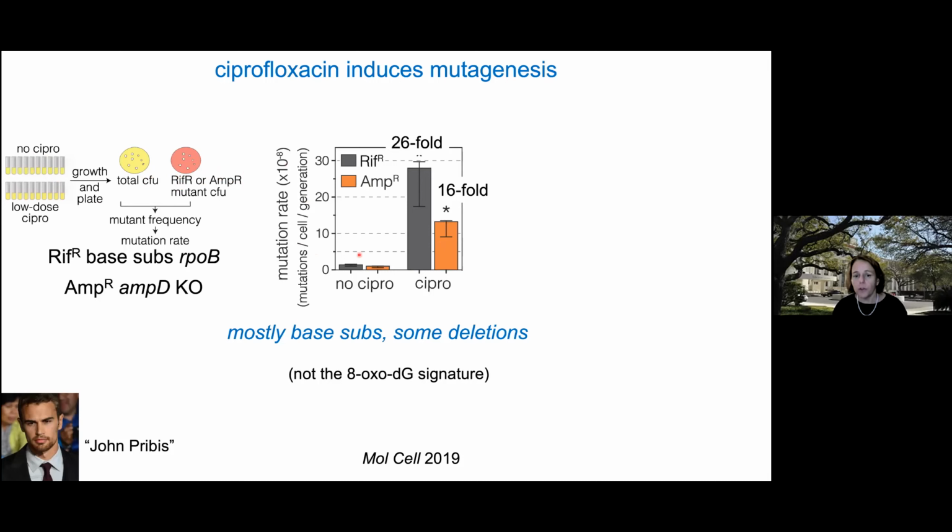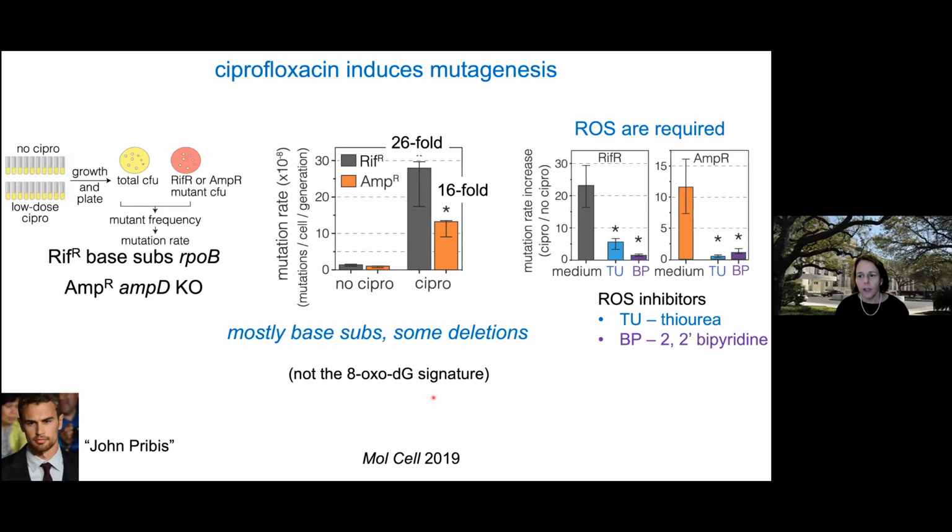And what he saw was compared growing in cipro versus no drug, you get about a 25-fold increase in RIF resistance mutagenesis, about a 15 or so fold increase in AMP resistant. These ones are all different kinds because it's just loss of function. And they turn out to be mostly base substitutions and some deletions. And importantly, they are not mostly the signature that you get from oxidizing bases miscoding. So it didn't look like oxygen-induced mutations at the DNA level.